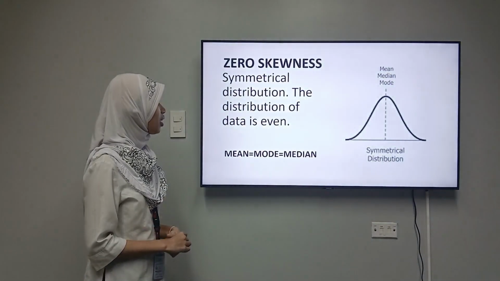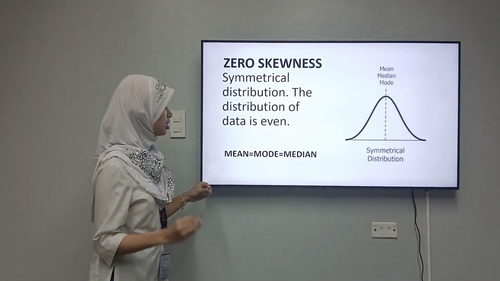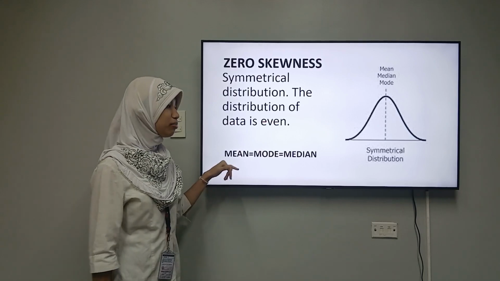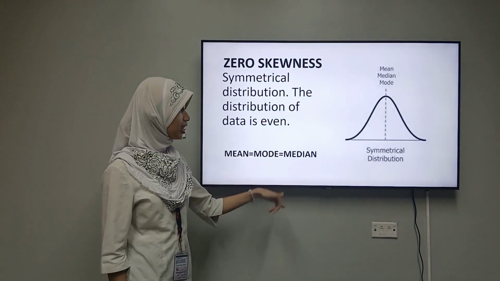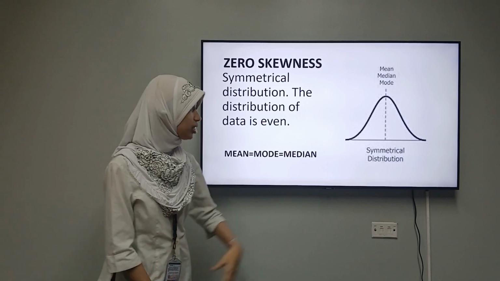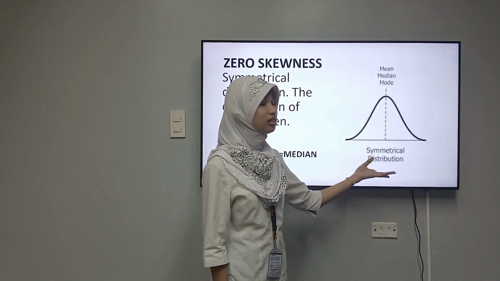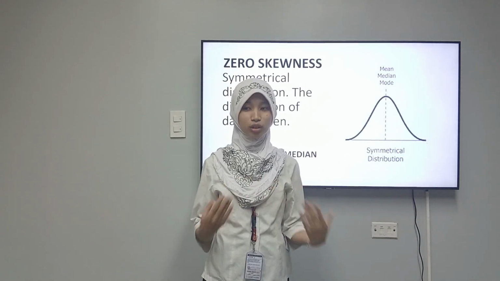Next, we also have zero skewness. In a symmetrical distribution, the distribution of data is even. So the mean, mode, and median are equal to each other. This is an example of a symmetrical distribution. Symmetrical distributions are also known as the normal curve.